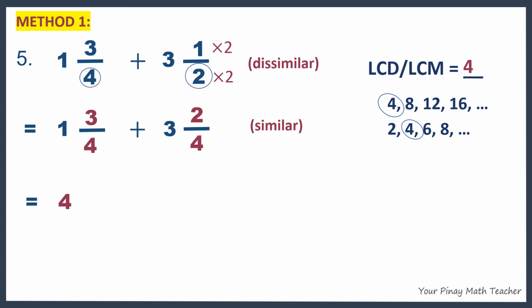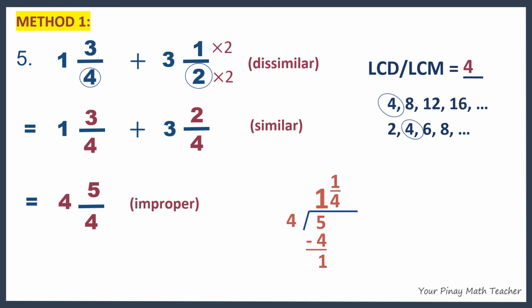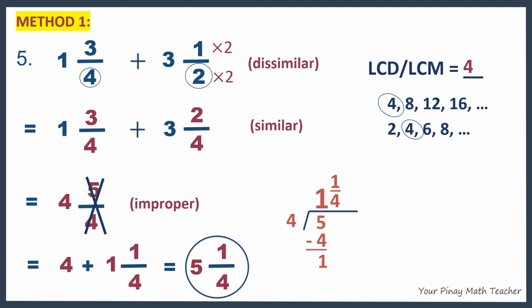1 plus 3 is equal to 4. 3/4 plus 2/4, it's 5/4. 5/4 is an improper fraction which can be changed to a mixed number by dividing 5 by 4. So we get 1 whole and 1/4. So bring down 4. Do not copy 5/4 anymore. Instead, you add 1 and 1/4, giving us the final answer of 5 and 1/4.